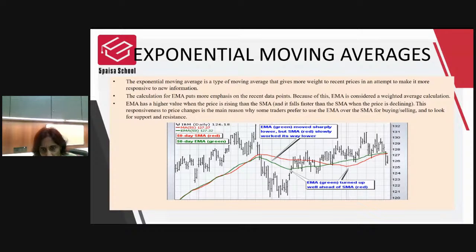Just look at this, there is a slight upward movement. So the EMA turned up well ahead of the SMA, and whenever you take any decision, especially for the traders, it's better to look at the exponential moving average rather than the simple moving average.